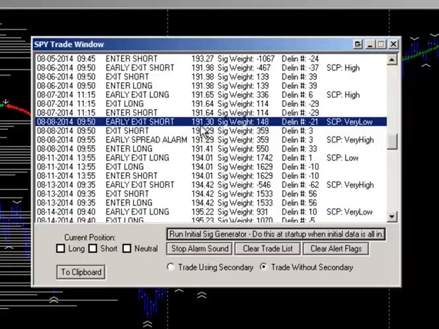We see the signal price 191.30. Signal weight is 148. The Delin number is the value of the slope. The SCP stands for signal confirmation probability, and we'll discuss that a little later on. In this case it says very low.